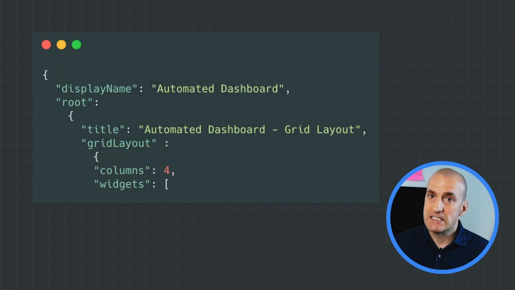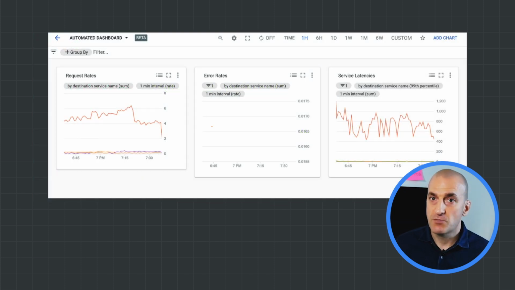To create the dashboard itself, we specify it as a grid layout with the number of columns we want, and then define the charts as widgets. We then pass this in the body of the request to the API. And here we are. Our dashboard is created and ready to use.